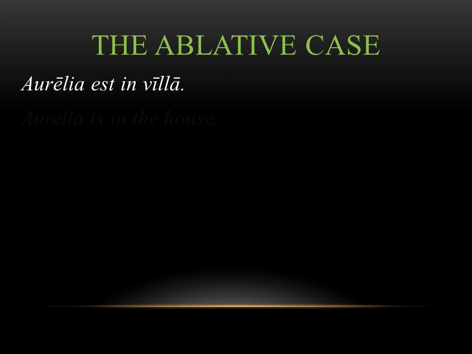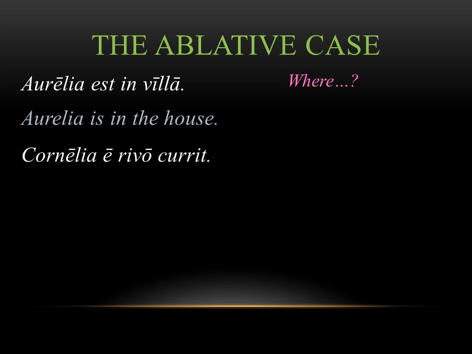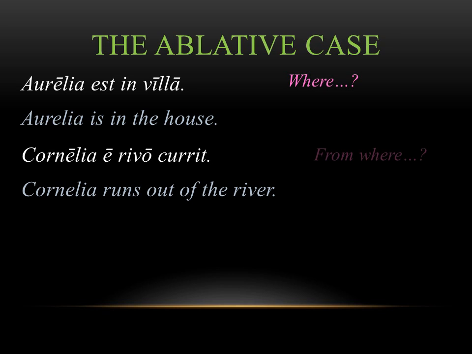So for instance, if we go back to the sentences we just saw, Aurelia est in villa. The question you're answering here is, Aurelia is where? And the answer is in the house, in villa. The same goes for the second one, Cornelia e rivo currit. The question you're answering here is from where? You're saying Cornelia runs from where? She runs out of the river. It's telling you where she's coming from.